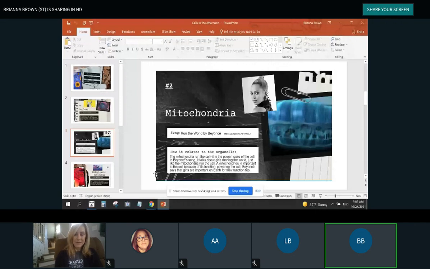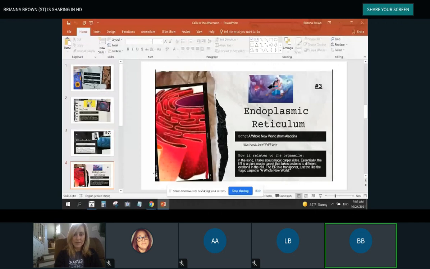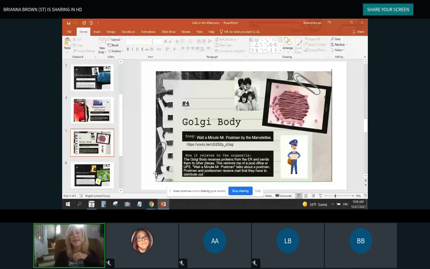For the ER, I said A Whole New World from Aladdin, because in Aladdin, they take the magic carpet ride, and the magic carpet ride is kind of like a transport, right? It transports Aladdin and Jasmine all over the country. So in the song, it talks about magic carpet rides. Essentially, the ER is a giant magic carpet that takes proteins to different locations in the cell. The ER is a transporter, just like the magic carpet in A Whole New World. I love it. I geeked out on that one.